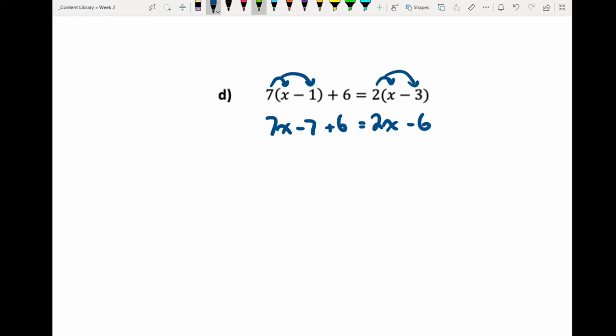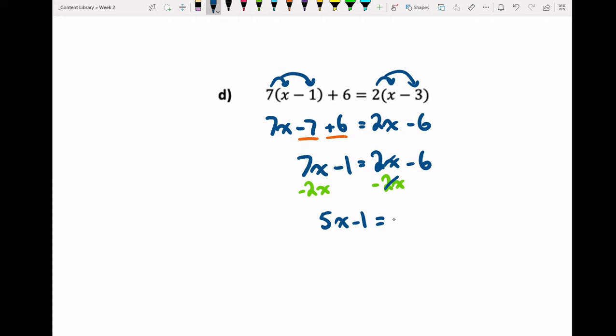So what I'm going to do now is I'm going to collect some like terms. Right? I'm going to simplify as much as I can on either side before starting to move things. So 7x and then negative 7 plus 6 is negative 1. Will equal 2x minus 6. Again, I want to get my variable terms on the same side. So I'm going to subtract 2x from the one side, subtract 2x from the other side. One side cancels out. I'm left with 5x minus 1 equals negative 6.